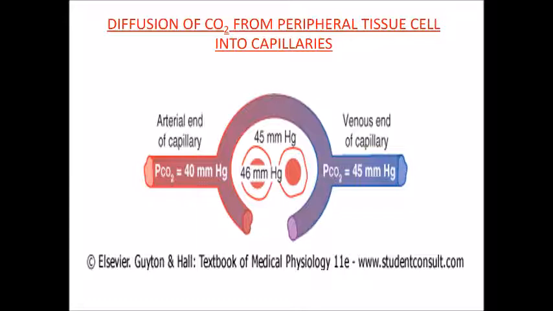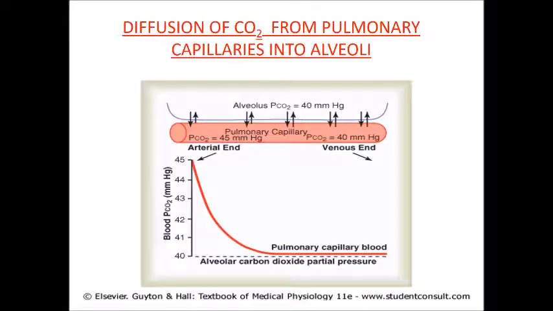So ultimately, the carbon dioxide will diffuse from the cell into interstitium, and from the interstitium into the capillaries, and so the PCO2 of the venous blood leaving the capillaries will become 45 millimeter of mercury. Now let us discuss diffusion of the carbon dioxide at lungs level. Now the deoxygenated blood is carrying carbon dioxide with PCO2 of 45 millimeter of mercury.